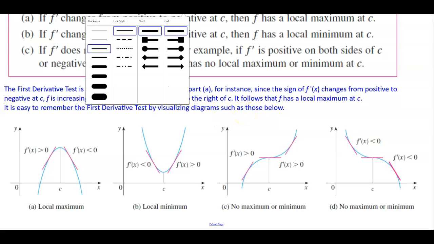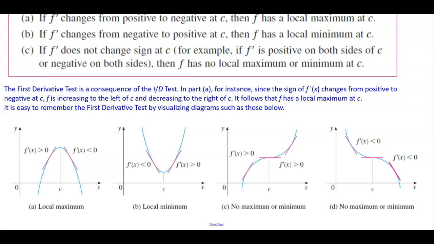Okay, so here we can see that the function in blue is increasing and then decreasing, which tells us that the derivative here is going to be greater than 0, and the derivative here is going to be less than 0. And so therefore, if it's changing from positive to negative, then this tells us that we have a local maximum at c.